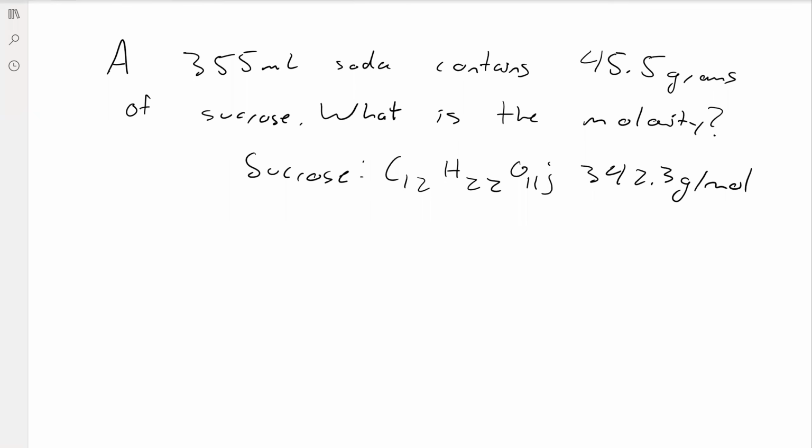All right, let's take a look at a practice problem. So in this case, we have a 355 milliliter soda that contains 45.45 grams of sucrose. What is the molarity? And we're given the formula and the molar mass of sucrose.